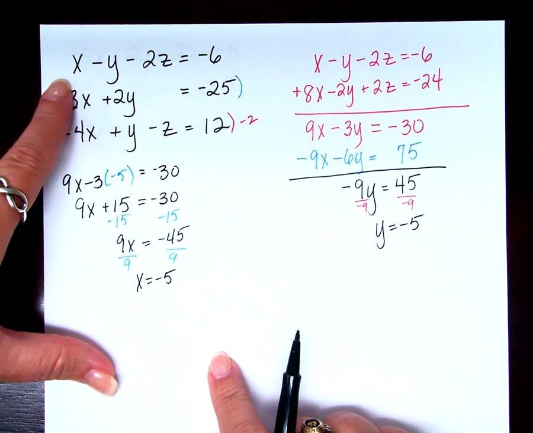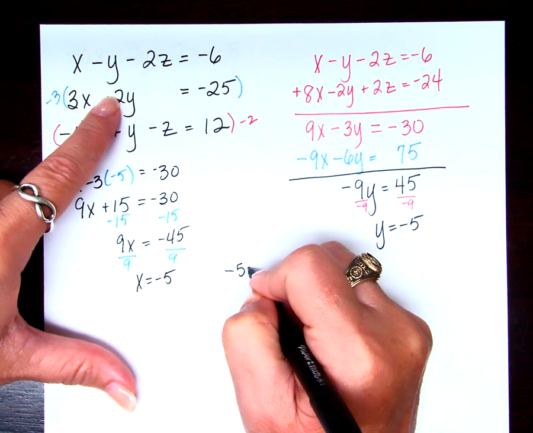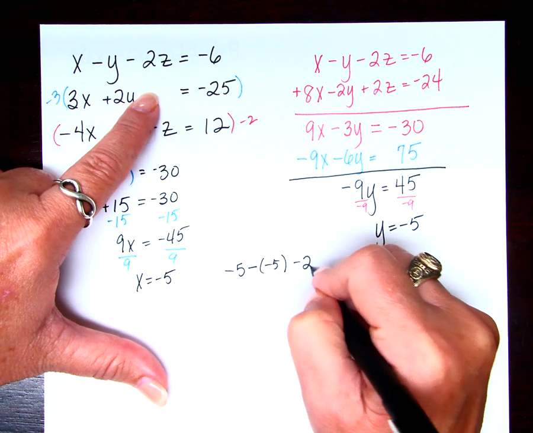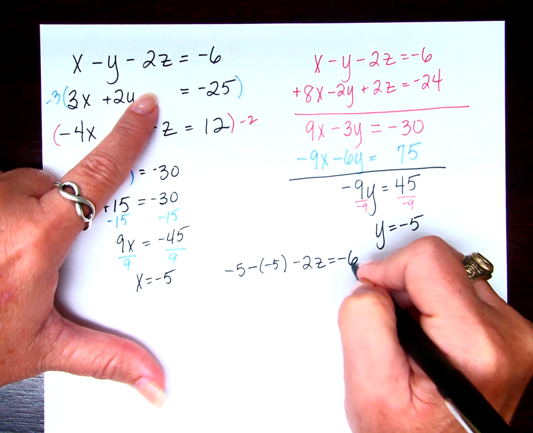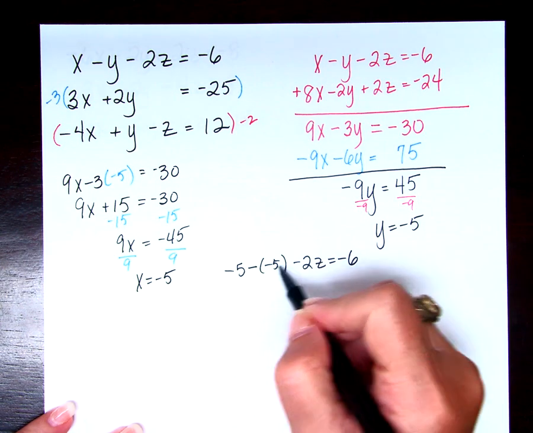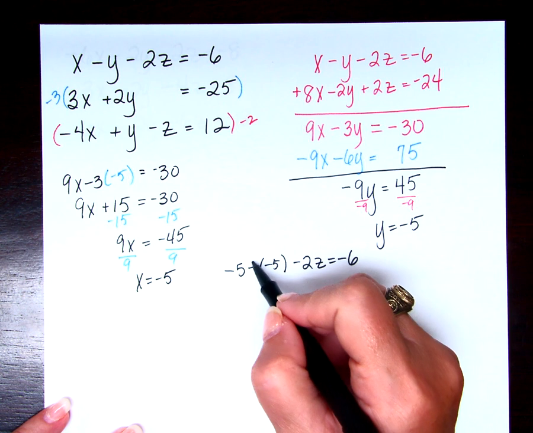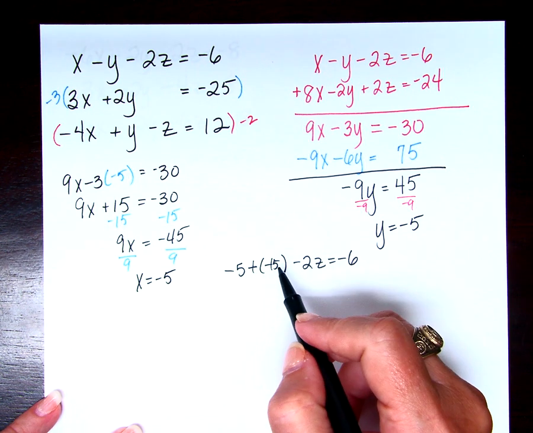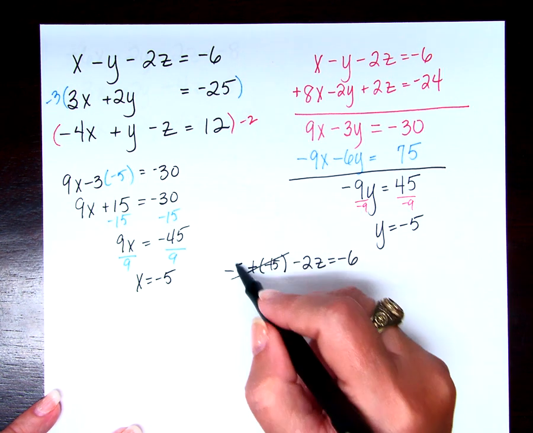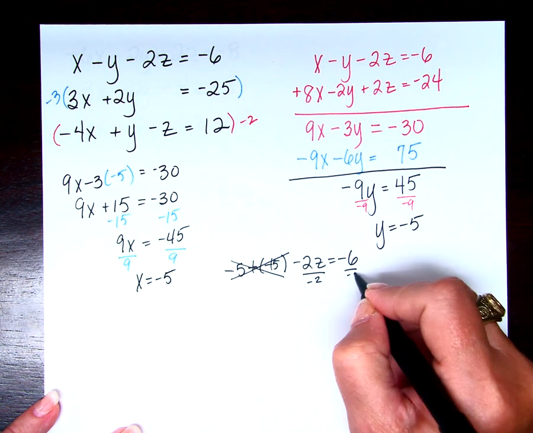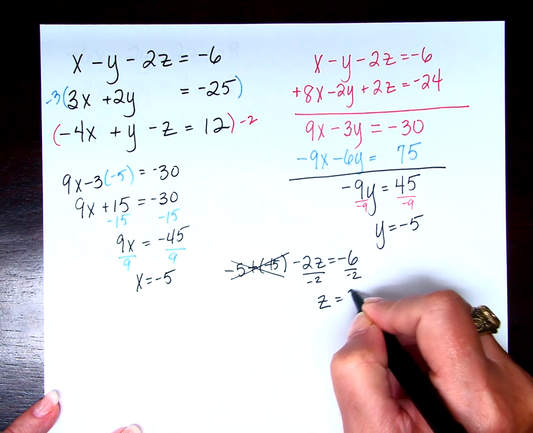So x is negative 5, minus y, which is negative 5, minus 2z, equals negative 6, right? Well, isn't this going to be plus 5? Because minus a negative. Well, it's negative 5 plus 5. Isn't that 0? Yes. So to solve for z, I just divide by negative 2, which is going to be positive 3. Excellent.